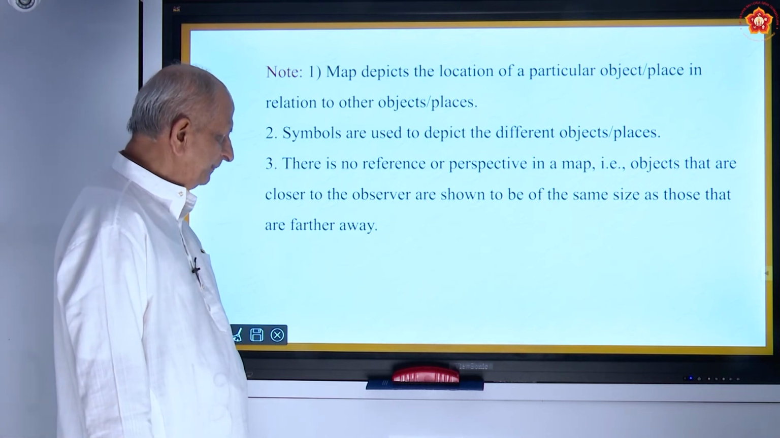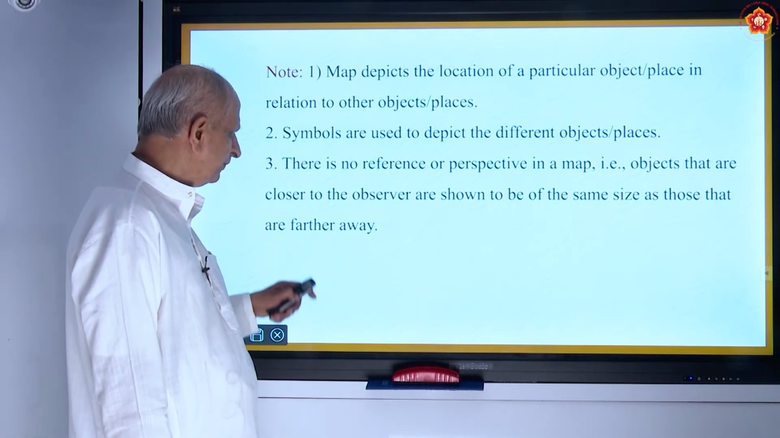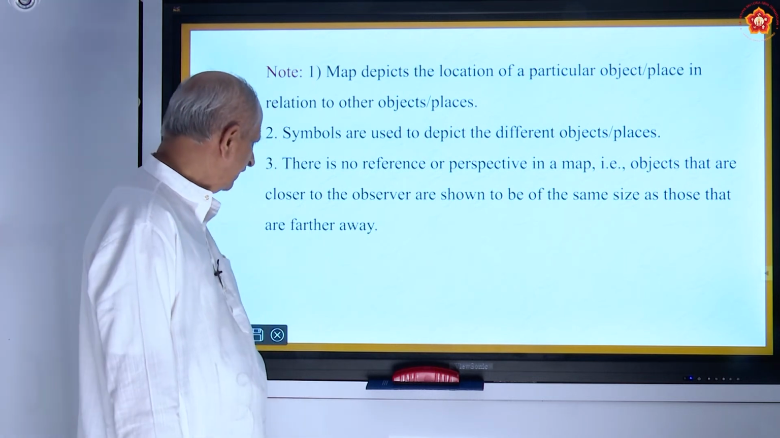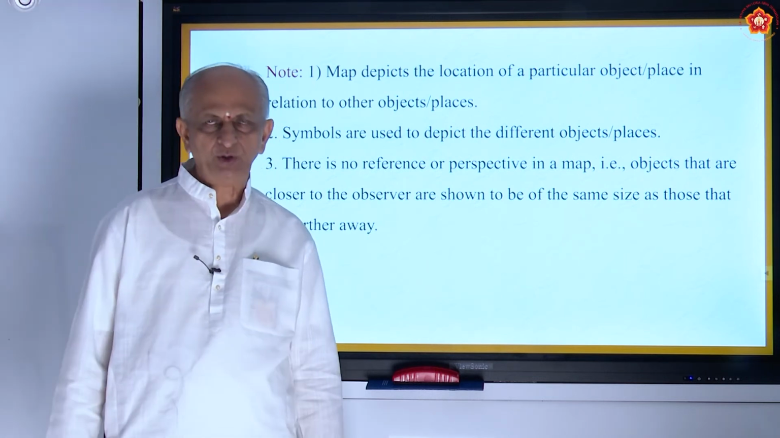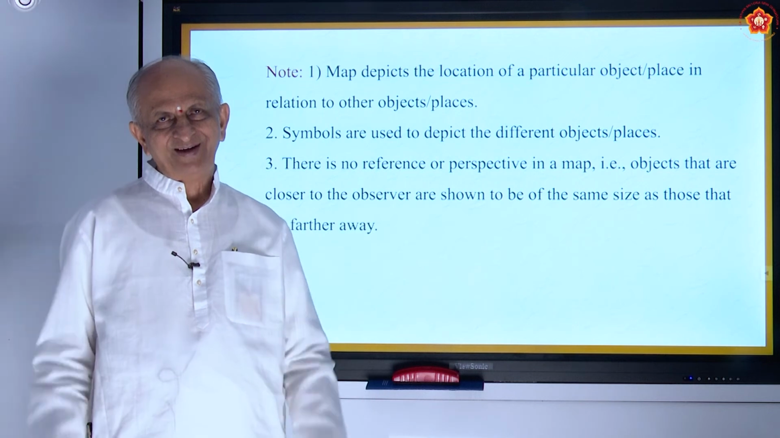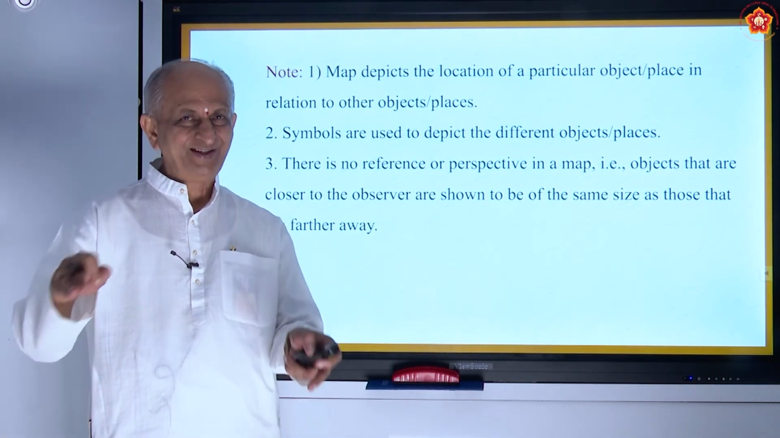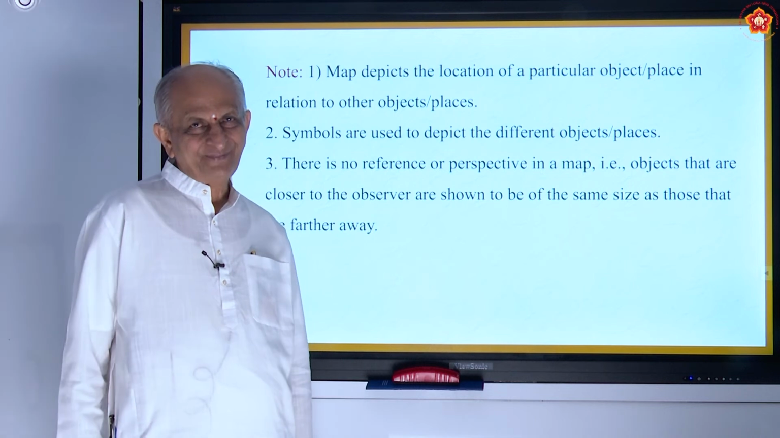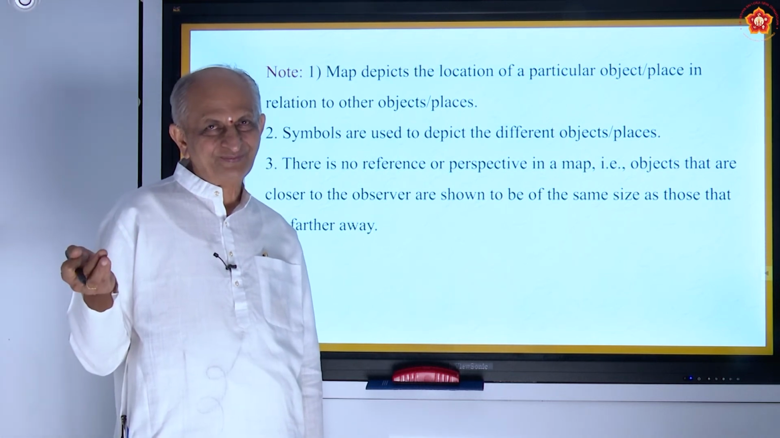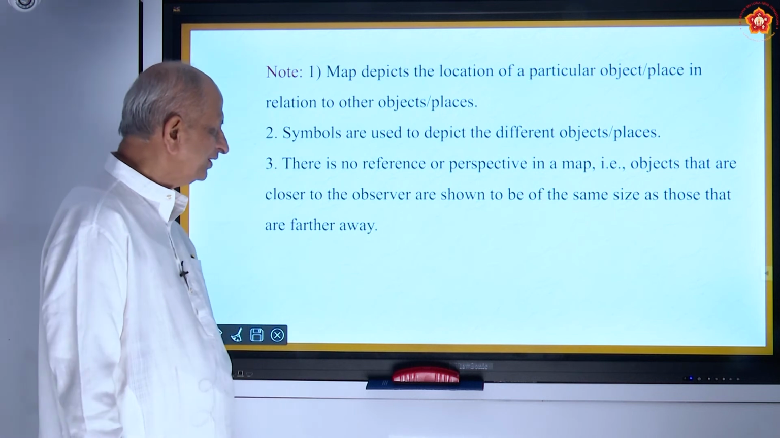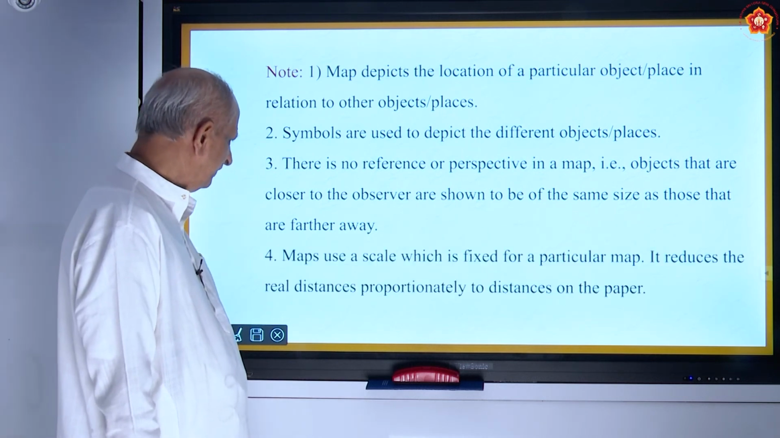For example, objects that are closer to the observer are shown to be the same size as those that are farther away. Suppose you are showing trees on the sides of the road. So all trees are shown in the same size, but actually it is not so. But while drawing a map, they will show them in the same size. So that is the meaning.